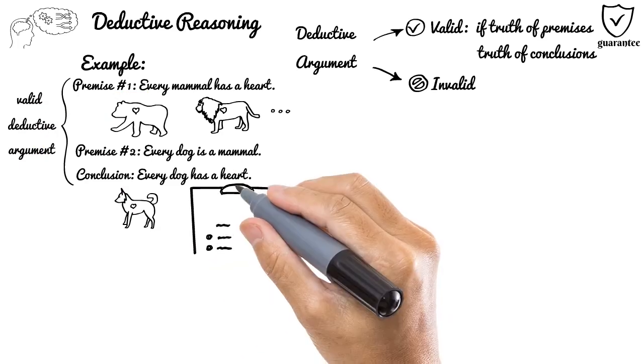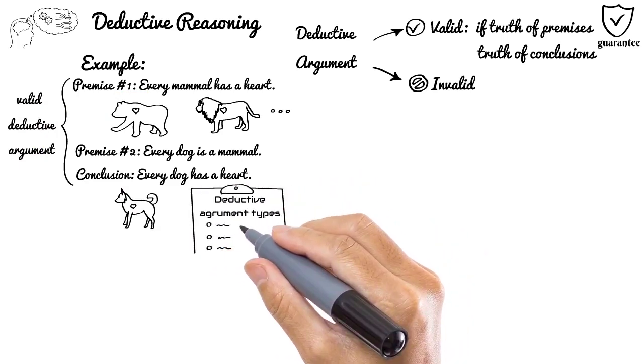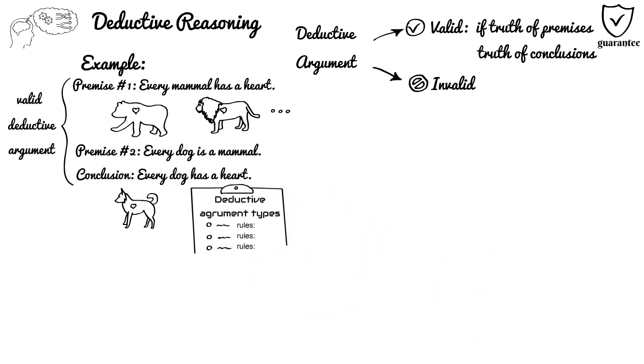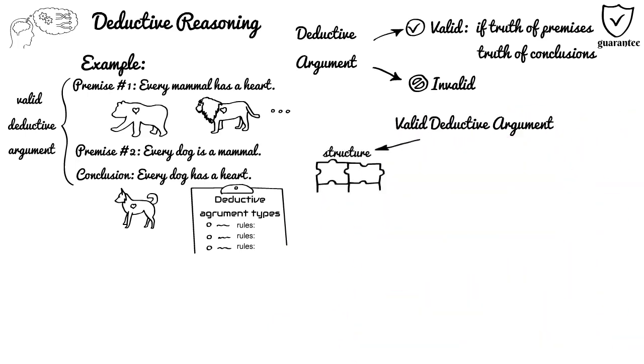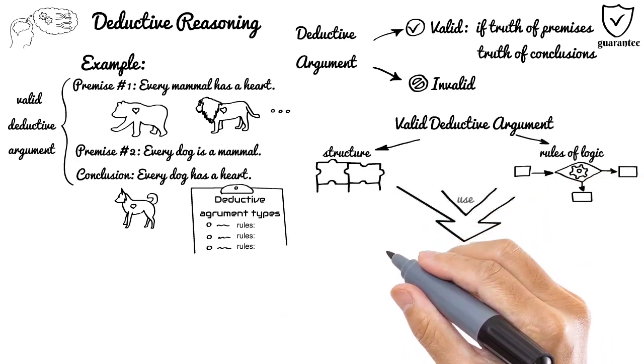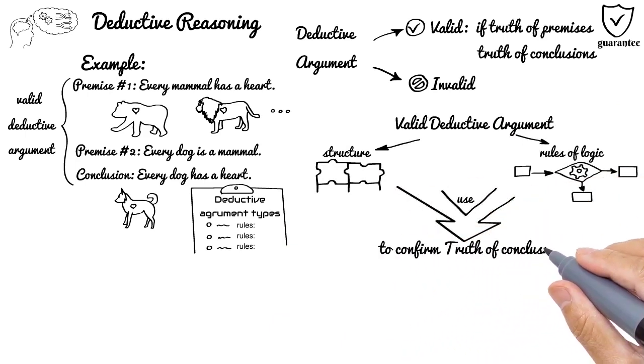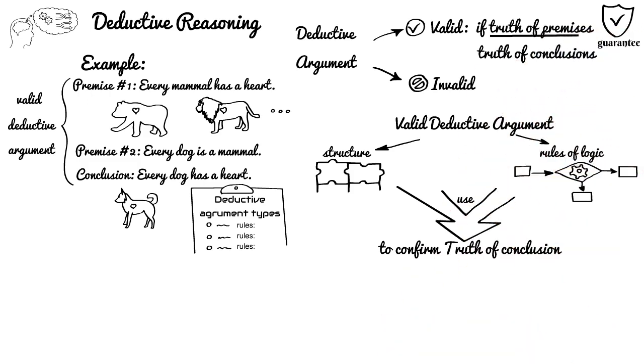There is a list of different deductive argument types with their rules, which can be found in books or online. If you know the structure of a certain deductive argument and understand the rules of its logic underneath, you can use them to confirm the truth of a conclusion. Let me mention again how you can confirm it. If all premises are truthful, the conclusion of a valid deductive argument is true with 100% certainty.